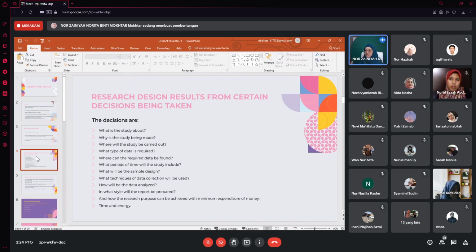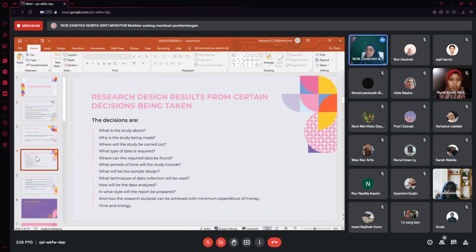When you read that article, what kind of information answered that question? And what type of data is required? Where can the required data be found? What periods of time will the study include? This is also another question that sometimes is addressed in the journal articles. Sometimes researchers do not really want to put it out there. So if you couldn't find it, it's fine.